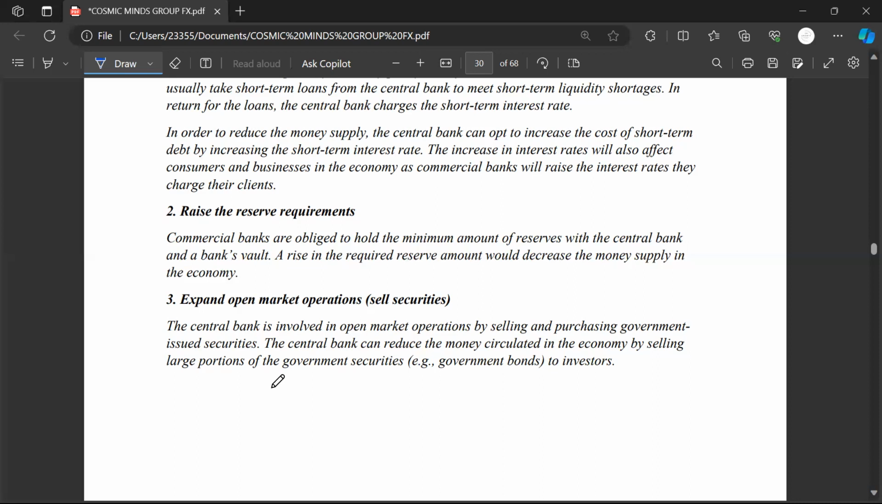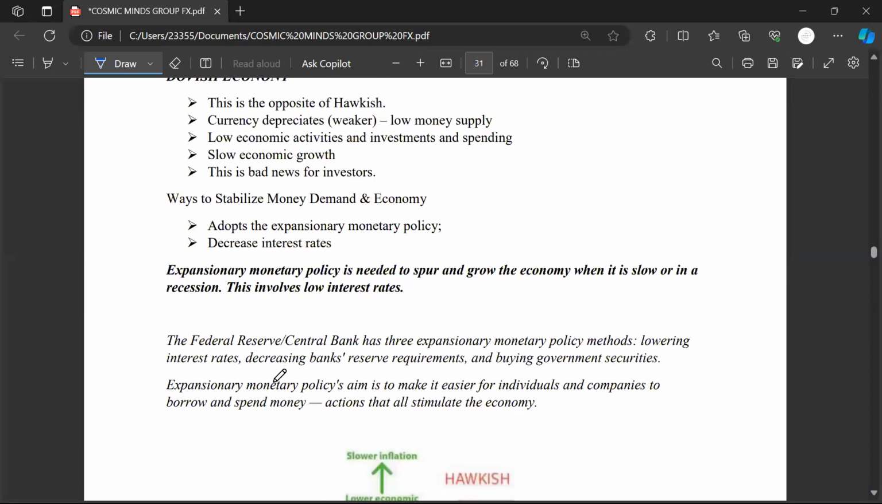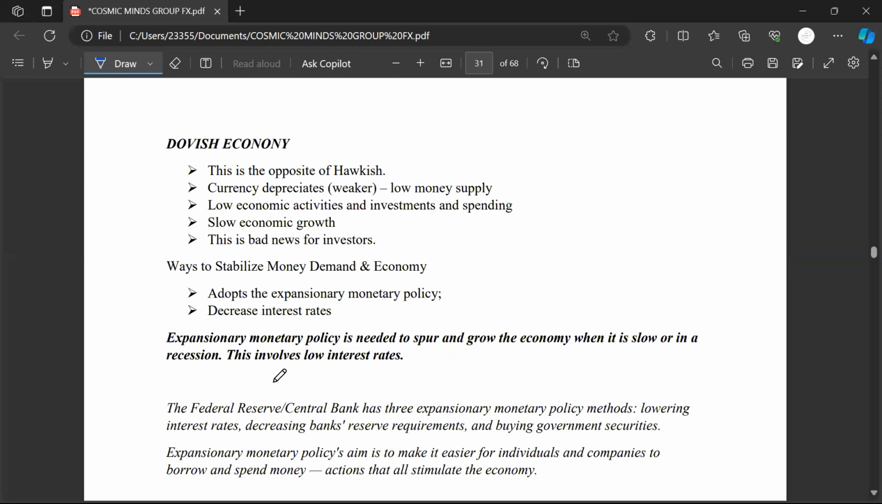So that is it. Now let's go to the dovish economy. These are the factors. The dovish one is just the opposite of the hawkish, right? So the currency depreciates, the currency becomes weak, and there is a low supply of money. Now, low economic activities, investments, and spending, because there's no money in the system. If there's no money in the system, how do you spend money? How do you even do business? How do you invest? And hence the economy becomes what? Slow. Economic growth becomes slow, right? And this is a bad sign, bad news for investors. There's no money. Where will they get the money?